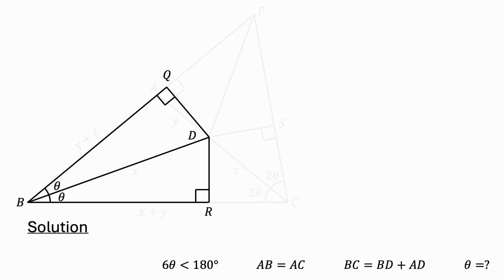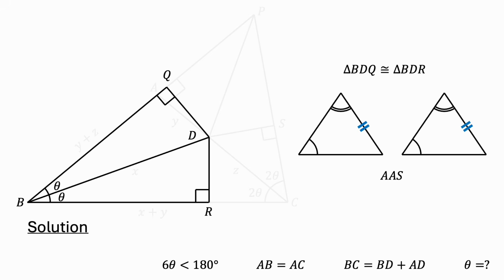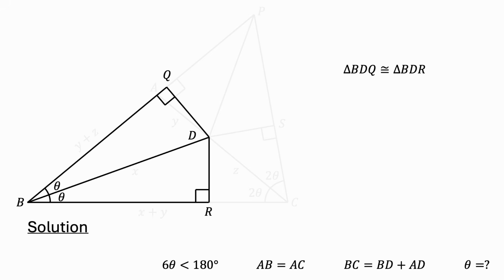Next, consider triangle BDQ and triangle BDR. We claim that triangle BDQ is congruent to triangle BDR. Since angle QBD equals angle RBD equals theta, angle DQB equals angle DRB equals 90 degrees, and BD is common to both triangles, the two triangles are congruent by AAS. Since DQ and DR are corresponding sides in congruent triangles, we have DQ equals DR.